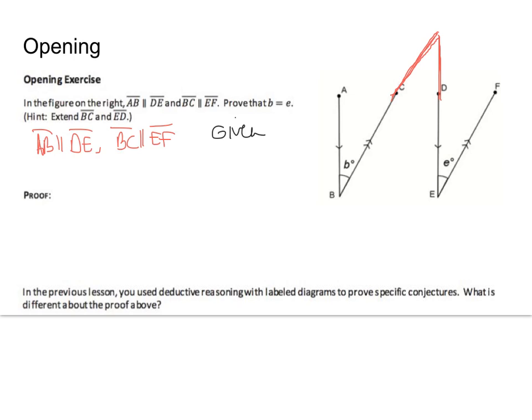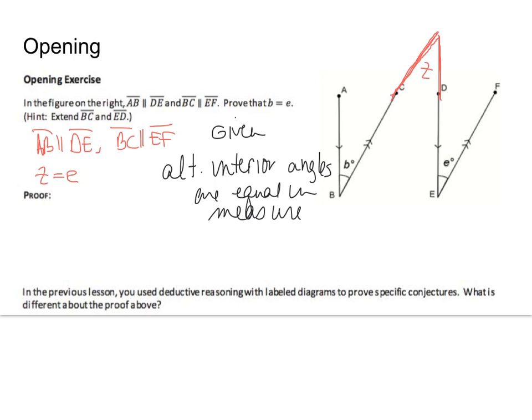Well, first I'm going to add a little z here. And we see that if I have a parallel line here, and a parallel line here, and a transversal, we know that z is equal to E. So let's write that down. And my reason is alternate interior angles are equal in measure.